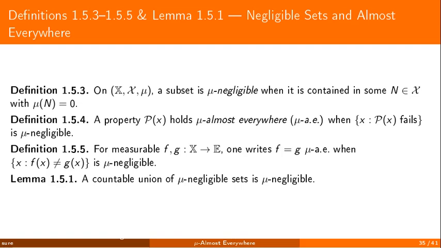Now the language of the negligible. A set is negligible when it sits inside a measurable set of measure 0, small enough that it never affects an integral. A property holds almost everywhere when it fails only on such a negligible set, and two functions are equal almost everywhere when they differ only there. The lemma that makes this practical is simple but essential. A countable union of negligible sets is still negligible, so we may disregard countably many exceptions at once.